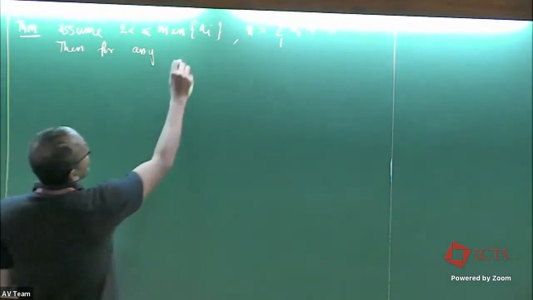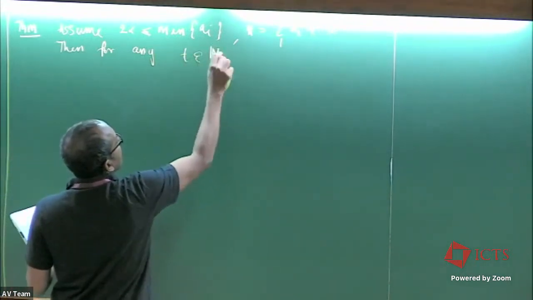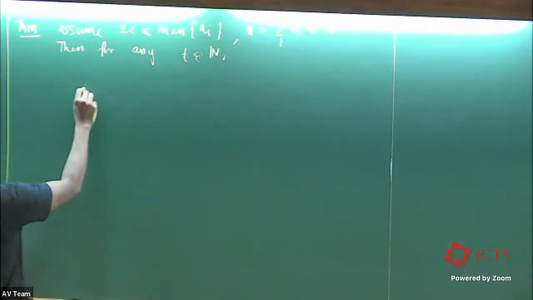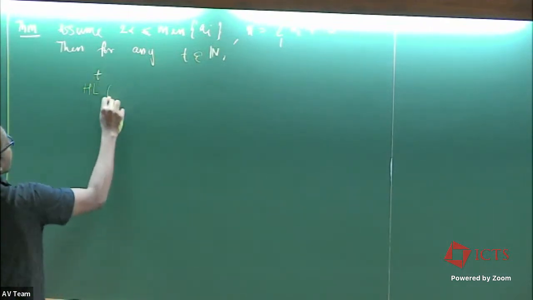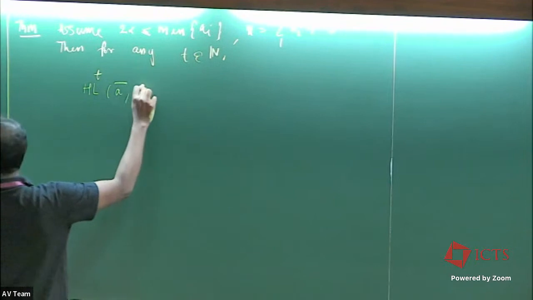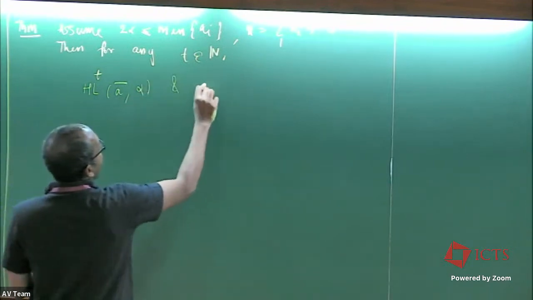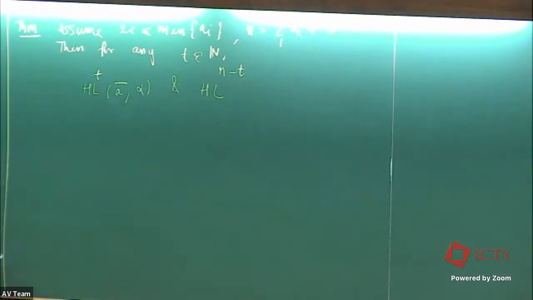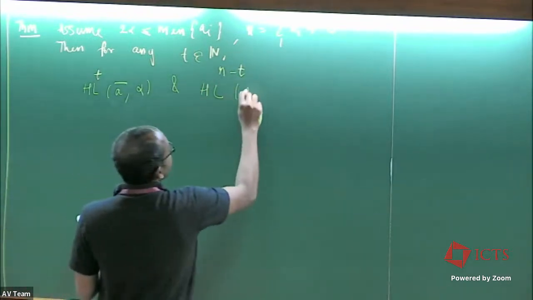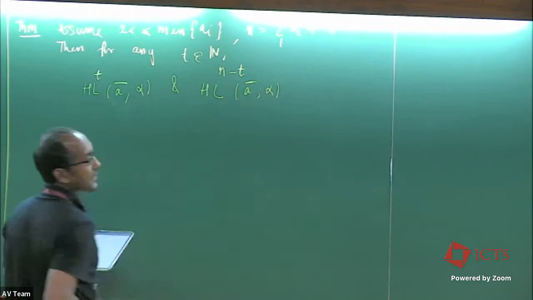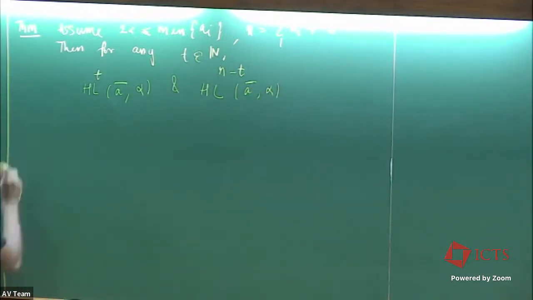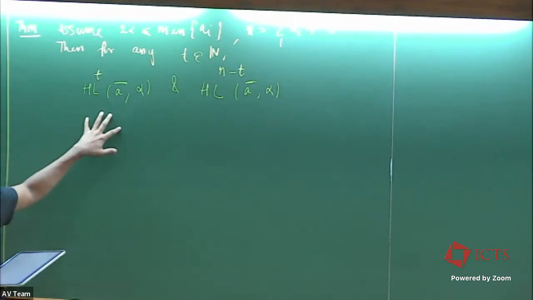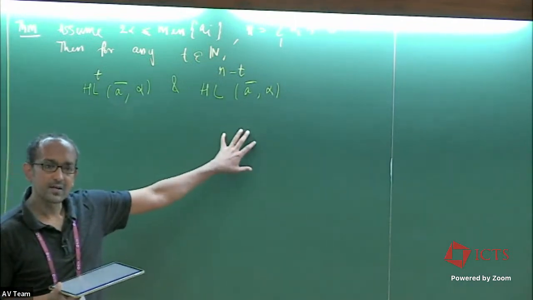Then for any natural number, one has the fact that these two polytopes, a slice and a complementary slice, have the same number of lattice points. They have the same volume. Every dilate of this will have the same number of lattice points as the corresponding dilate of this.